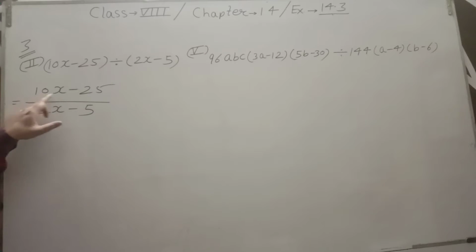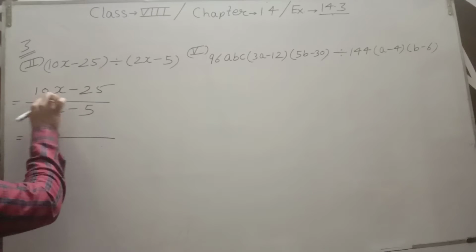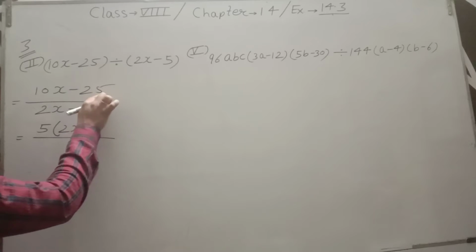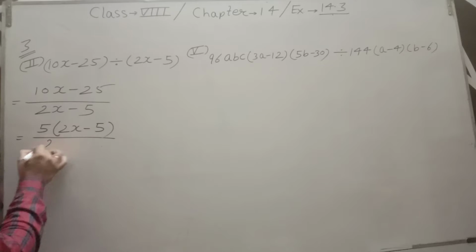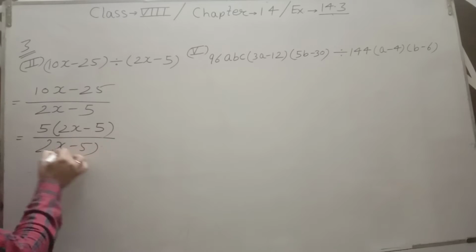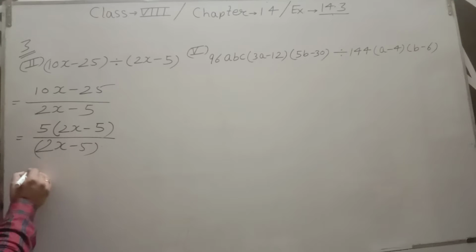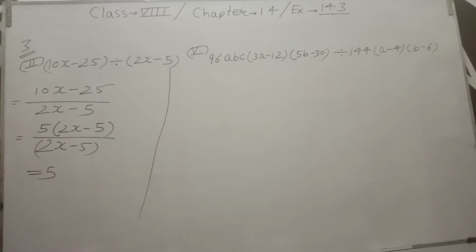In the numerator we observe that it is a binomial and 5 is a common factor. So we can take 5 as common outside the bracket, and inside the bracket we write 2x minus 5. In the denominator we have 2x minus 5, so this bracket is cancelled out. So the answer is finally 5. Now we simplify its 5th part.